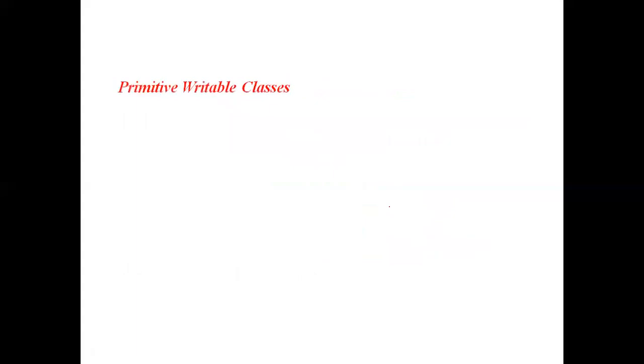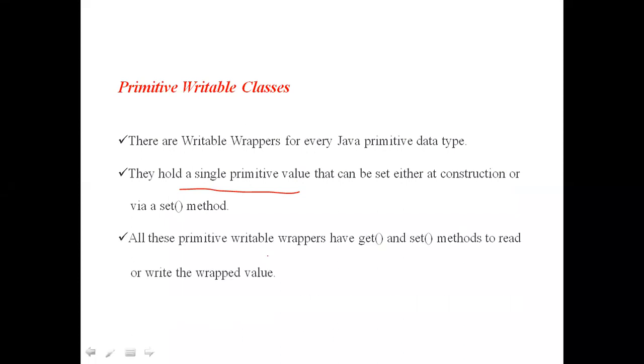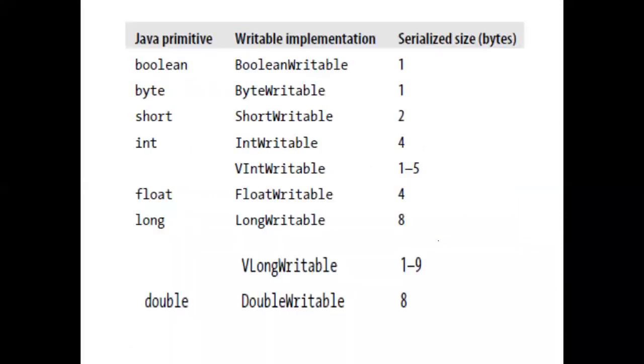Now we will see a list of those primitive wrapper classes. Already I told you there are writable wrapper classes for every Java primitive data type. Each primitive data type can hold a single primitive value. To retrieve or read the value, we use the get method. To give the value, we use the set method. That is already discussed previously. Now this is the list.